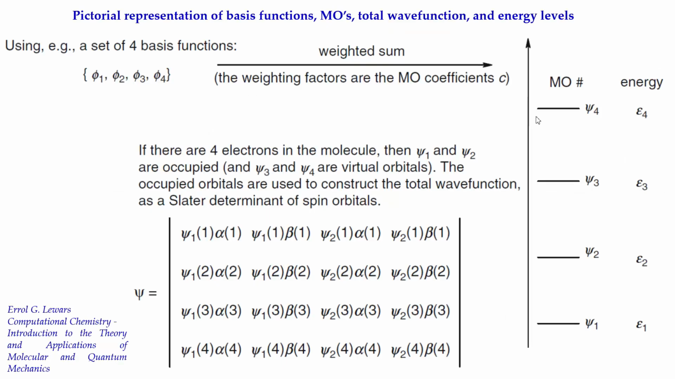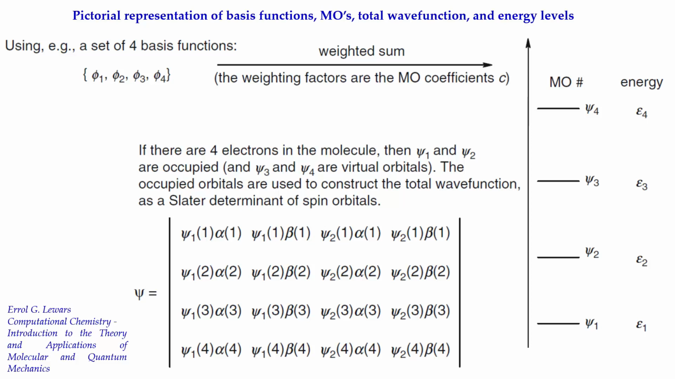So this is a pictorial representation of basis functions that we can use in our calculations. If you take 4 basis functions and combine them linearly, you will get a total of 4 molecular orbitals with the energies epsilon 1, epsilon 2, epsilon 3, epsilon 4, and if these are arranged by energy, then you will see these 4 orbitals have different energies. And if there are 4 electrons in the molecule, then only psi 1 and psi 2 will be occupied, and psi 3 and psi 4 will be empty.